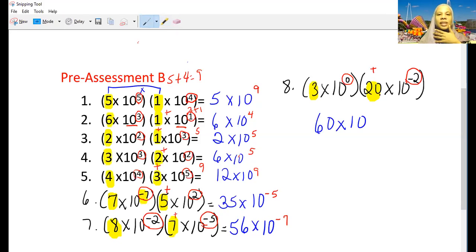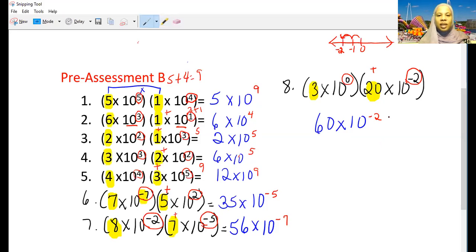So 0 plus negative 2: if you're on 0 on the number line and you have to add a negative 2, it's the same as subtracting 2, so you move 2 spaces over to the left. Next to 0, you have a negative 1 and a negative 2. So 0 minus 2, or 0 plus a negative 2, is the same as negative 2. So the answer for this would be 60 times 10 to the negative 2.